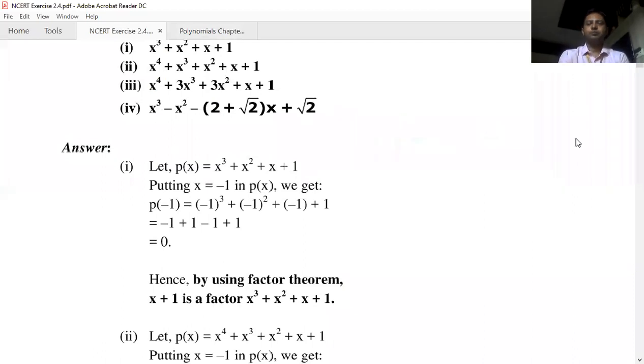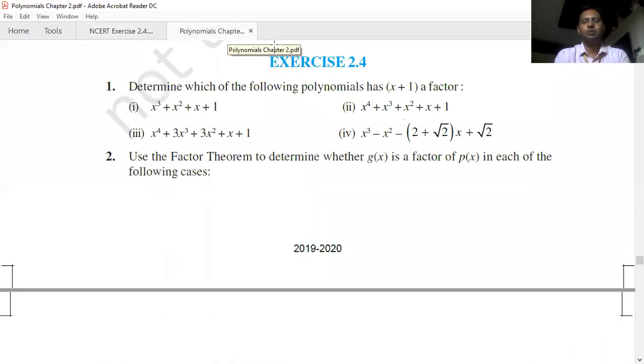Now we have a second question here. X raised to power 4 plus x cube plus x square plus x plus 1. We need to find whether this is a factor or not. So I'm getting the answers from you that it is not a factor.